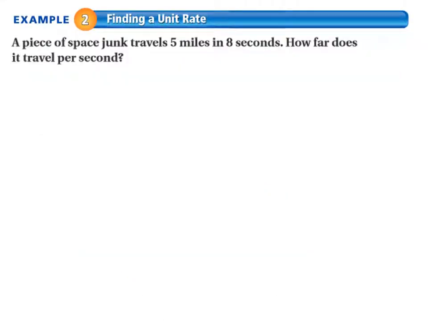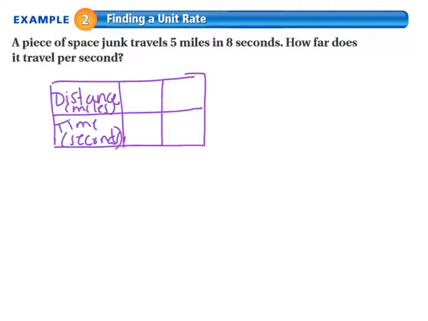A piece of space junk travels 5 miles in 8 seconds. How far does it travel per second? Okay, so we're going to find our unit rate for this one, and we're going to go back to 5.2 and actually use a ratio table to help us. Okay, I've gone ahead and I've drawn my ratio table, and I'm going to fill in what I know. So it tells me it travels 5 miles in 8 seconds. So here's my 5 miles, here's my 8 seconds.